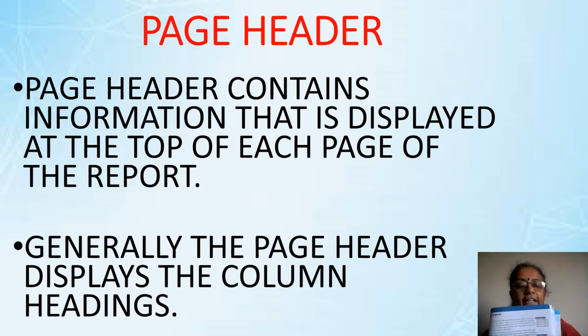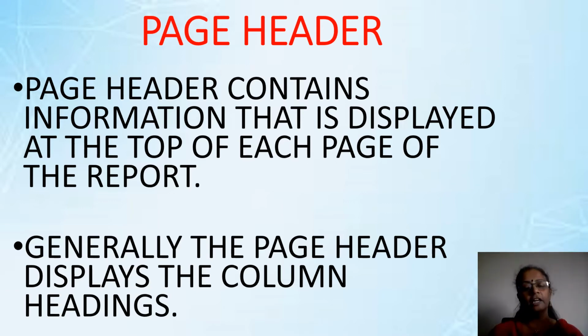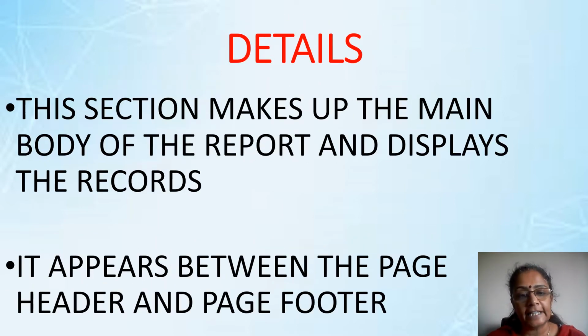The page header contains information that is displayed at the top of each page of the report. Generally the page header contains, as I told you, the column headings. As you go through, you will be able to understand this much better. The next part is the details section, which is actually the main body of the report, and it displays all the records in the table.